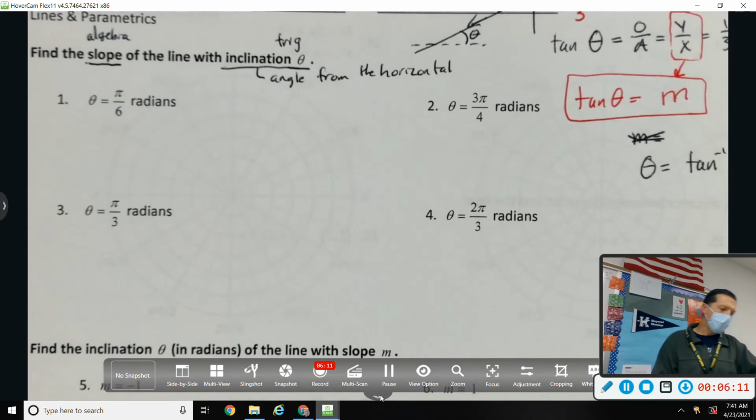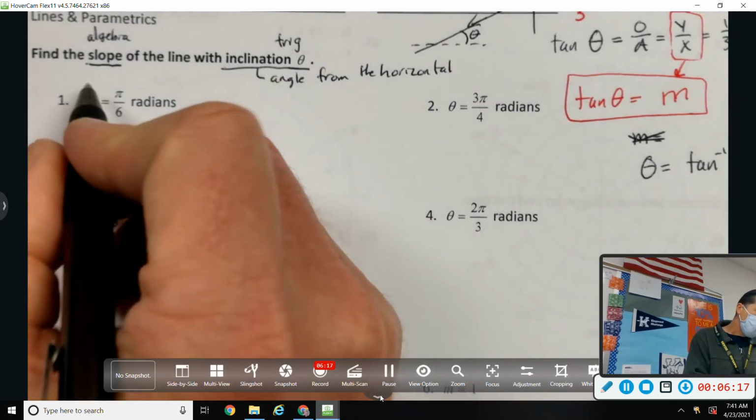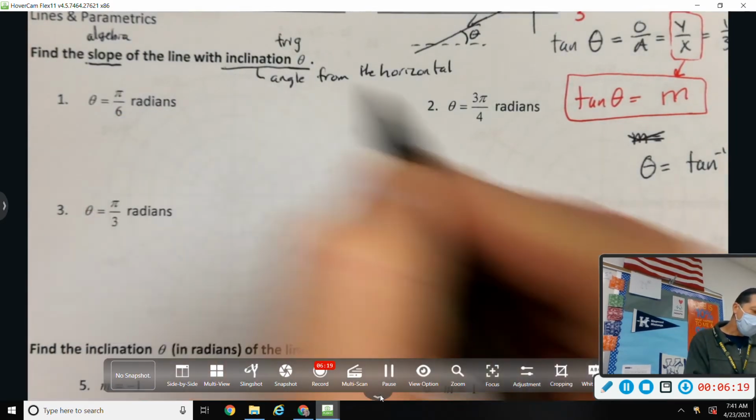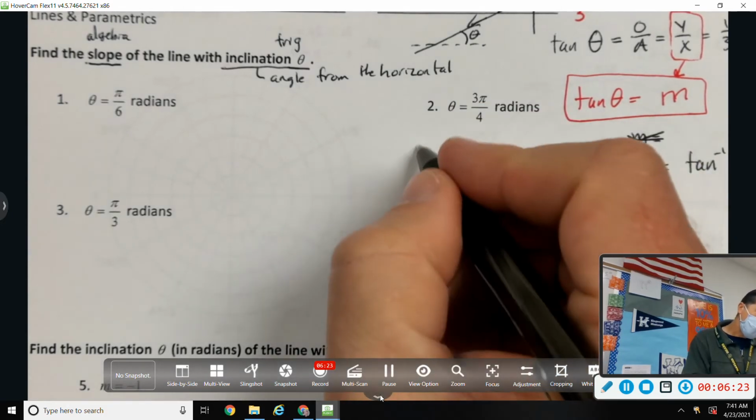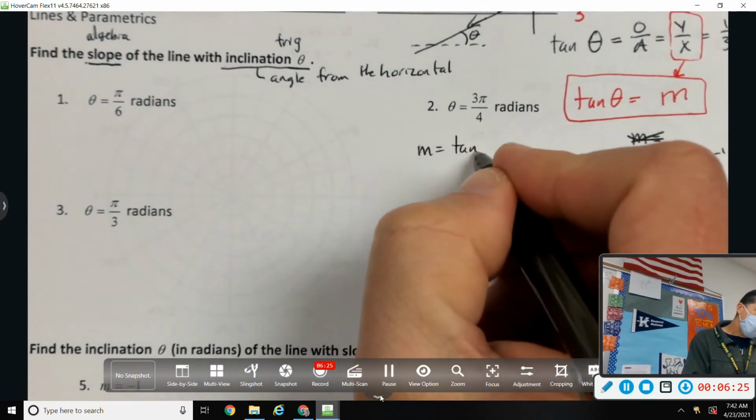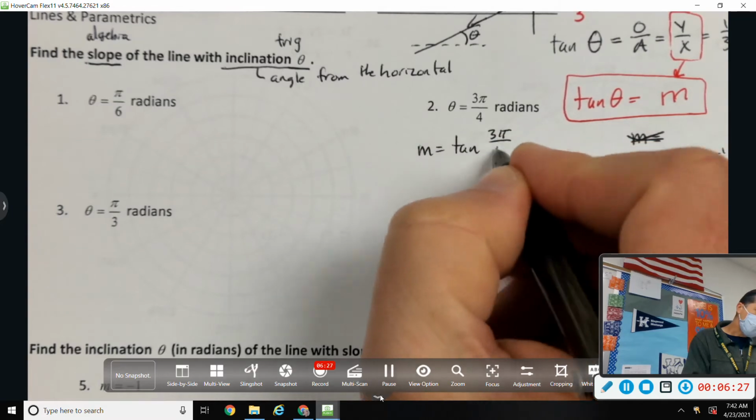So we're going to work through the evens, and I'll leave the odds for you to do. So find the slope of the line with this inclination. Well, slope is equal to tangent of theta. Slope is equal to tangent of 3 pi over 4.